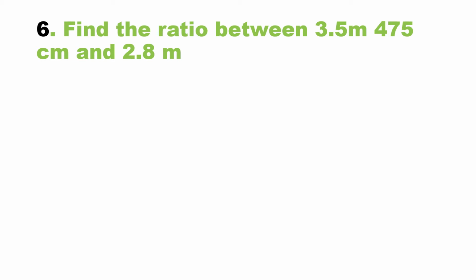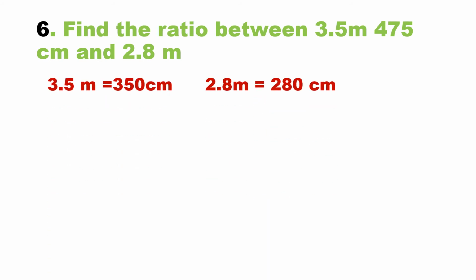Find the ratio between 3.5 meter, 475 centimeter and 2.8 meter. Now here we have three quantities, 3.5 meter, 475 centimeter and 2.8 meter. Now when you take the ratio, we have to remember that the quantities should have the same unit, isn't it? Then only we can find the ratio. So we will just see that all of them are in the same unit. So convert 3.5 meter into centimeter. How much do you get? 350 centimeter. Convert 2.8 meter into centimeter and you get 280 centimeter.